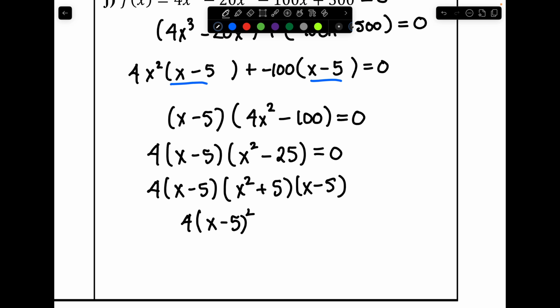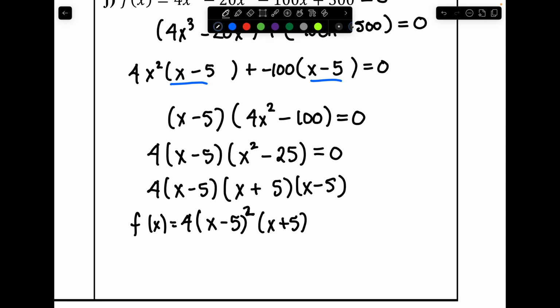Oh, and I made a mistake here in my notation. This is not to the second power. This is just x plus 5. Okay, sorry about that. So we have x minus 5 to the second power. We have two of those. And we have x plus 5 to the first power. So this is the factored form of our function. This again is just the factored form of f of x.